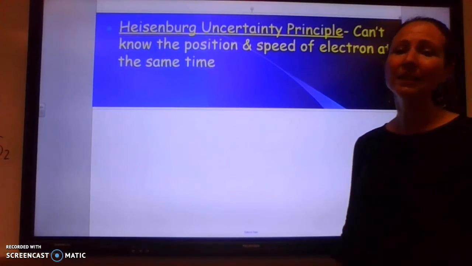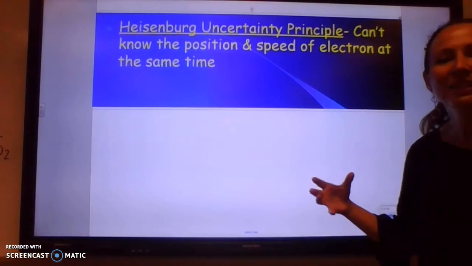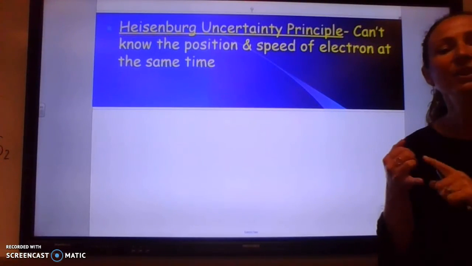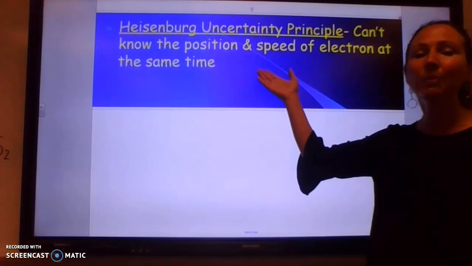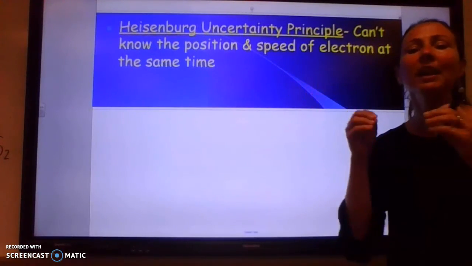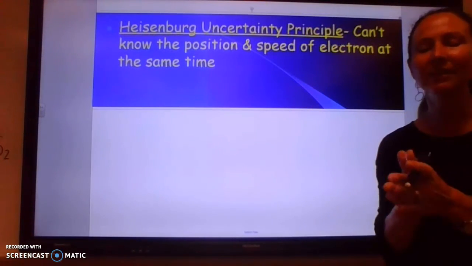And then the last part of this lesson, and then I'm going to close. It's really interesting that we are studying this about electrons. They are so fast, they virtually have no mass. And the Heisenberg uncertainty principle states that we can't know both the speed of an electron and its position at the same time.